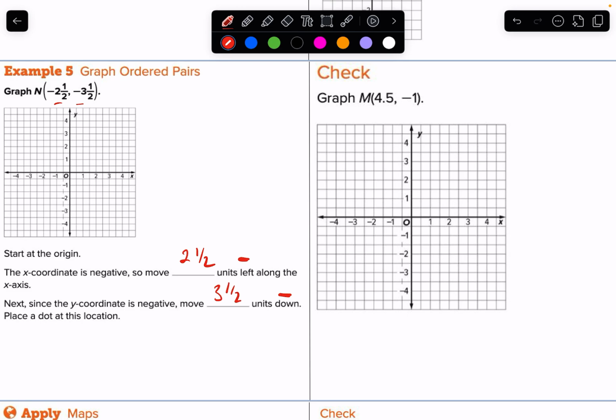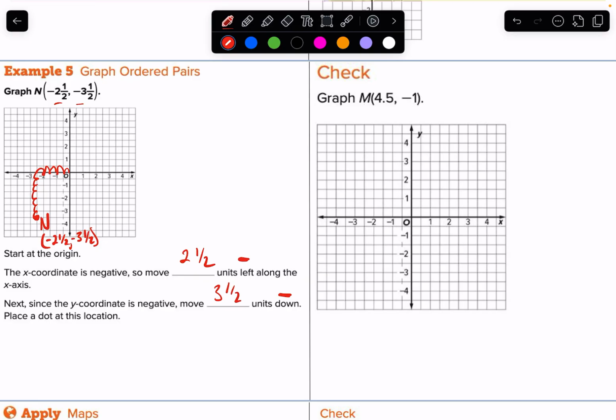Okay, so we're going to go half, 1, 1 1/2, 2, 2 1/2, and then I'm going to go half, 1, 1 1/2, 2, 2 1/2, 3, 3 1/2, and that should be point N, negative 2 and 1/2, negative 3 and 1/2.